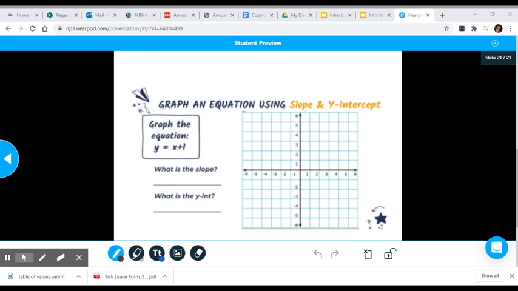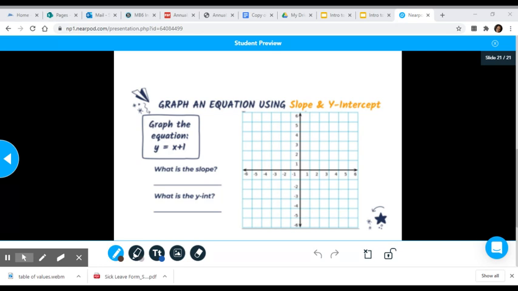Okay, so there's a second way in which we can graph lines whenever we're given the y-intercept. In this particular case, we call it slope and y-intercept form. So we have a graph and it's y equals x plus 1. If you notice, because it has that plus 1, it's not going to create a proportional relationship, which is totally fine. We can still graph this.